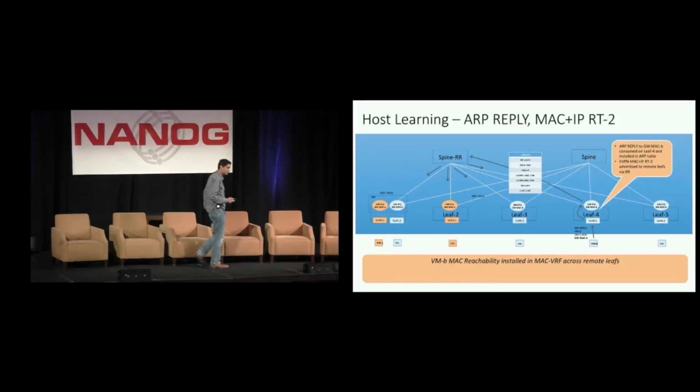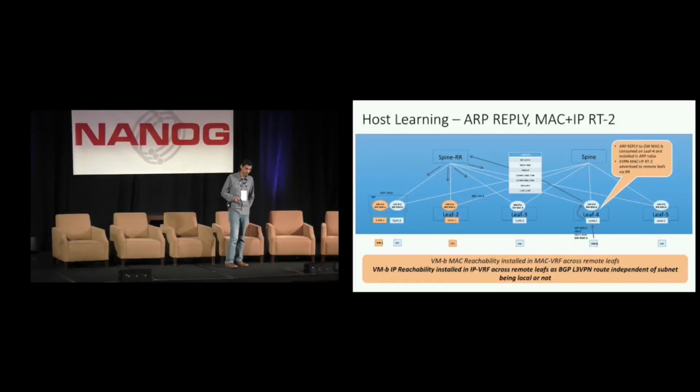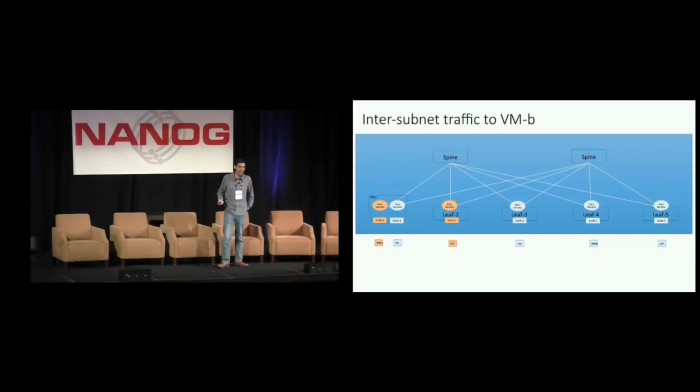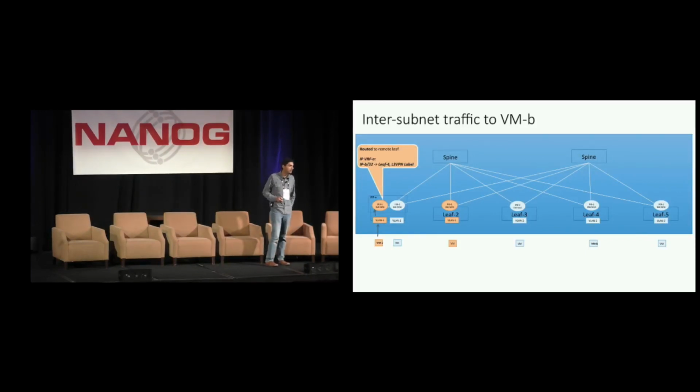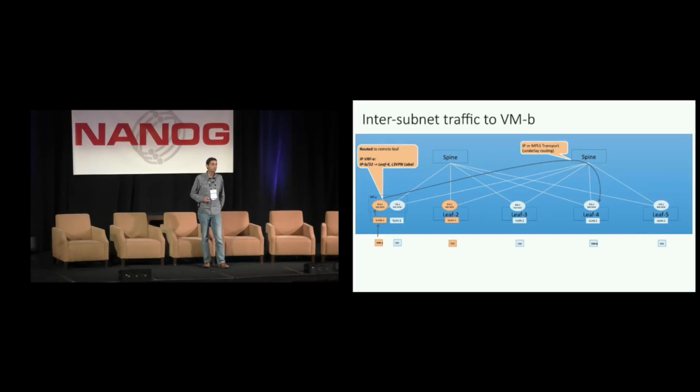So once these entries are installed, essentially now any inter-subnet packet destined to VMB's IP will again go through an IP VRF lookup on the ingress leaf. This time the ingress leaf will find an IP entry for that VMB's IP that was installed based on the route type 2 advertisement from leaf 4, and route the packet to leaf 4's next hop. The VPN encapsulation, much like layer 3 VPNs work, will terminate on leaf 4. Leaf 4 will do an IP lookup, find an ARP learned entry for VMB, and route the packet to VMB.